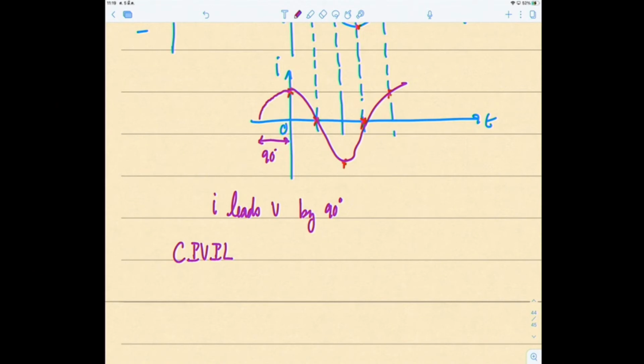CIVIL. So capacitor, C, the first 3 letters: C for capacitor. You spell it with I coming first. So for capacitor, I leads V; I comes before V by 90 degrees. But for inductor, it's the last 3 letters, with L right here for inductor. In the last 3 letters, it's V first and I comes later. So we say that for inductor, I lags V. For capacitor, I leads V.